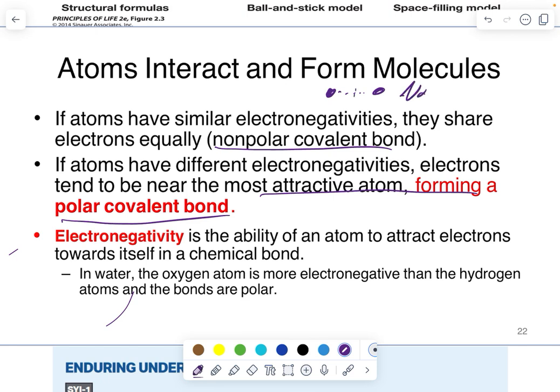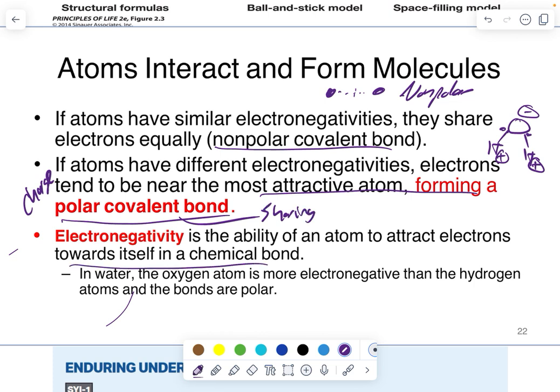That's called nonpolar. If there is a charge, like water, right? So oxygen, 2 H's, but the electrons are way closer to the oxygen atom. So therefore the oxygen is slightly negative and the hydrogens are slightly positive. That is a polar covalent bond. Polar, which means there's a charge. Covalent means they're sharing. And of course, it's a sharing bond. Electronegativity is the ability of an atom to attract electrons towards itself.